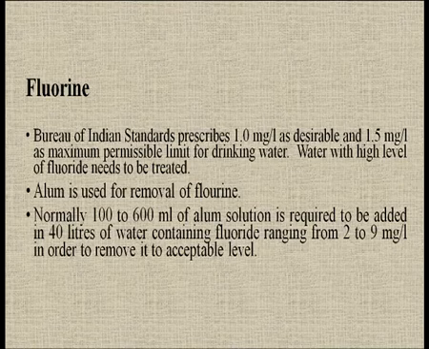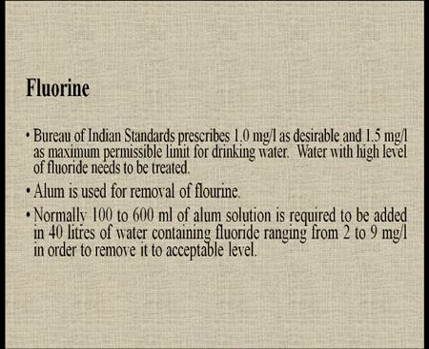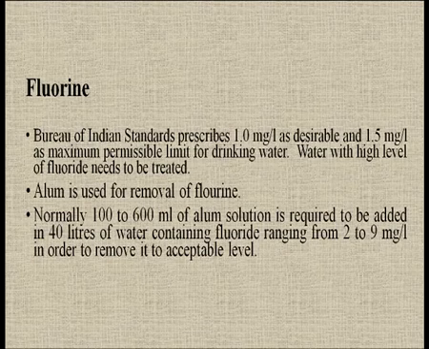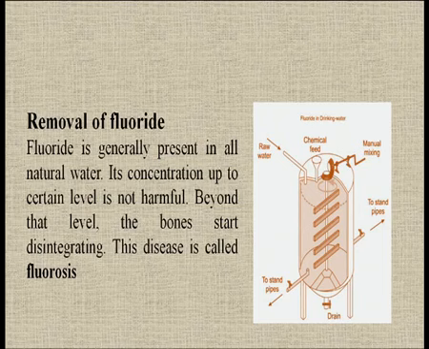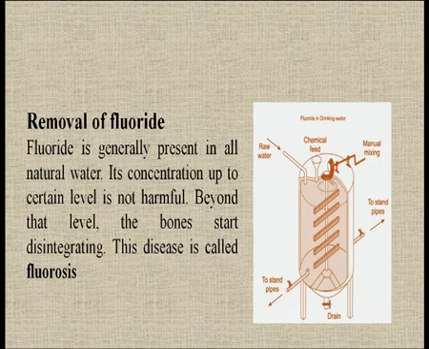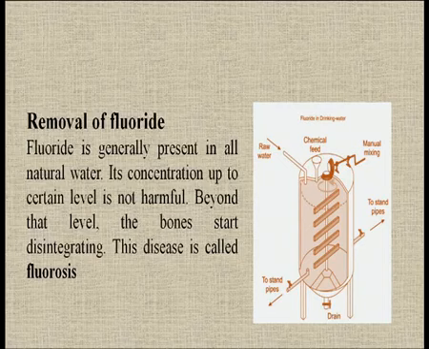Water with a high level of fluorine needs to be treated. Alum is used for its removal, and normally 100 to 600 ml of alum solution is required in 40 liters of water containing fluoride ranging from 2 to 9 mg per liter in order to remove it to an acceptable level. Removal of fluoride. Fluoride is generally present in all natural water. Its concentration up to a certain level is not harmful. Beyond that level, the bones start disintegrating and the disease is called fluorosis. So, this is how fluoride is removed from water.